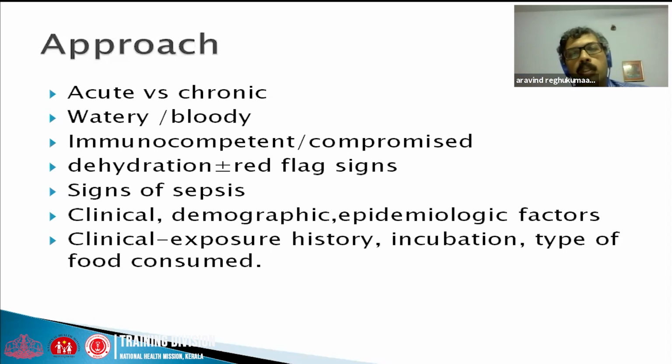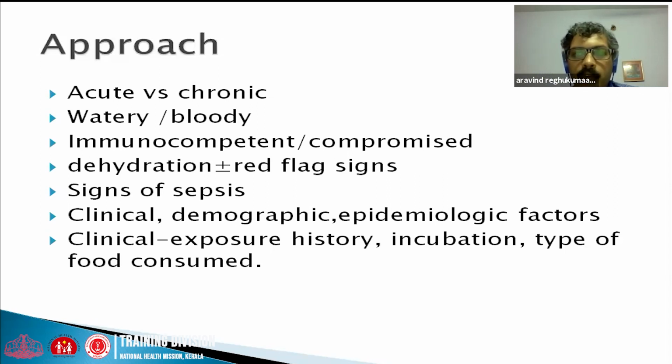Then in any case of diarrhea, we need to look at the clinical, demographic as well as epidemiological factors. Suppose an entire family went to have food from outside and everyone is having diarrhea. So we need to look at the epidemiological factors. In this case, the patient is having an acute watery diarrhea. It's an immunocompetent host. There is no dehydration, no red flag signs, no evidence of sepsis.